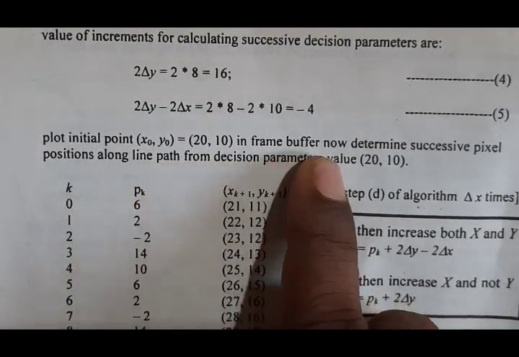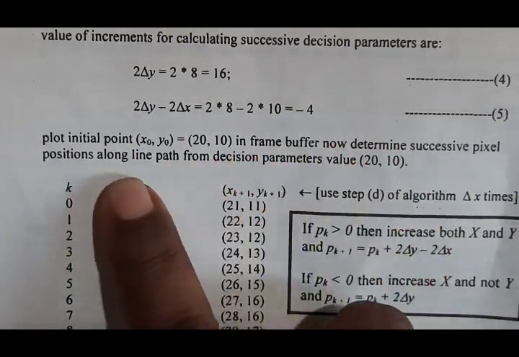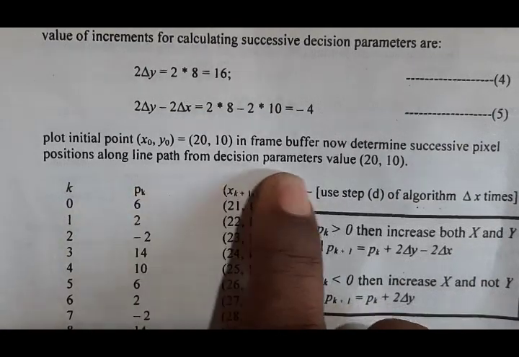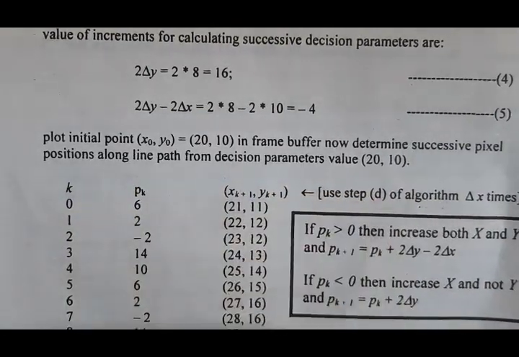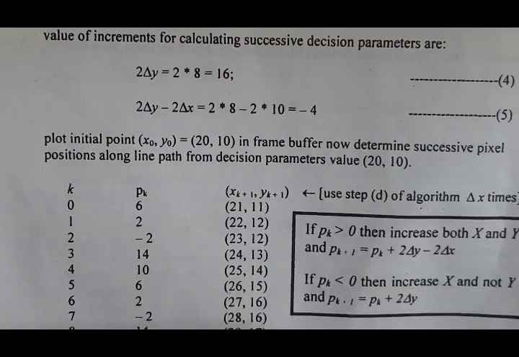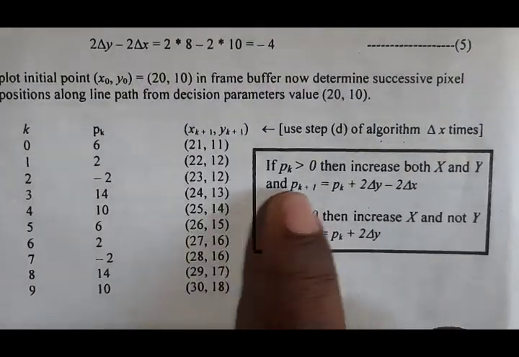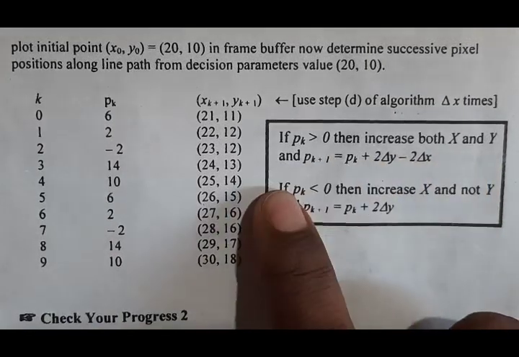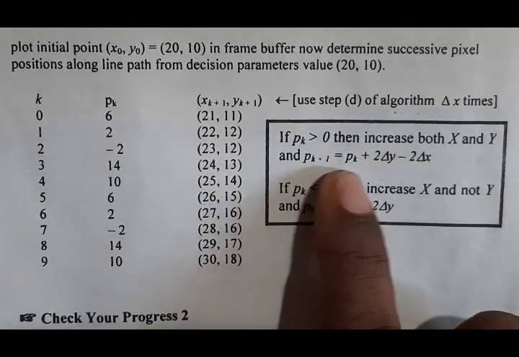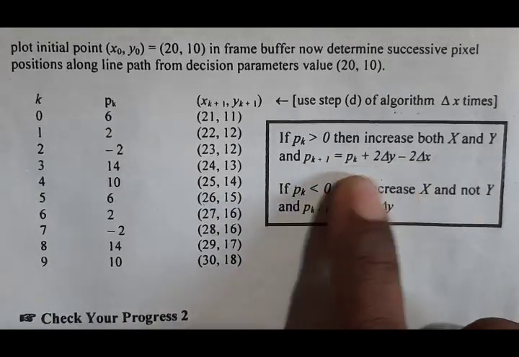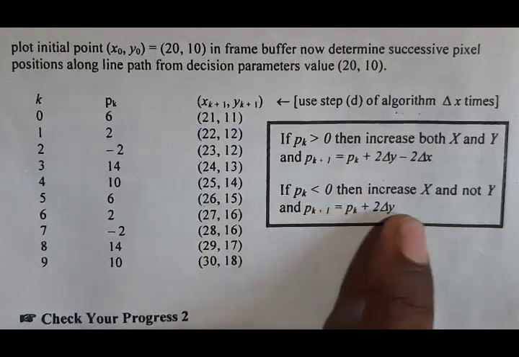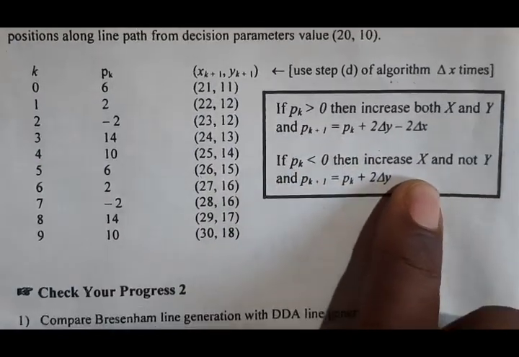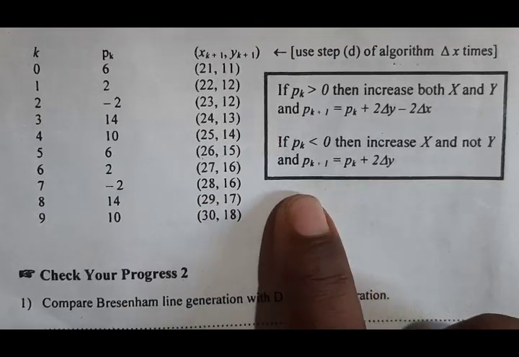(20, 10) in frame buffer. Now determine successive pixel positions along the line path from decision parameter value (20, 10). Just remember, if pk is greater than 0, then increase both x and y, and pk plus 1 is equal to pk plus 2 delta y minus 2 delta x. If pk is less than 0, then increase x and not y.